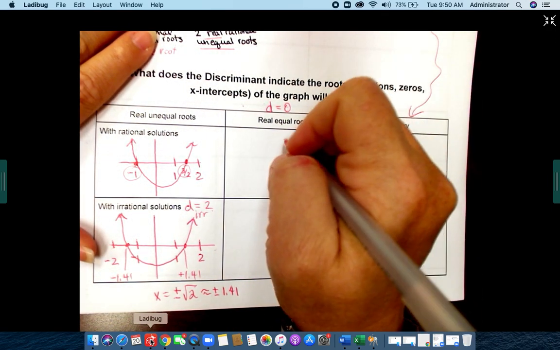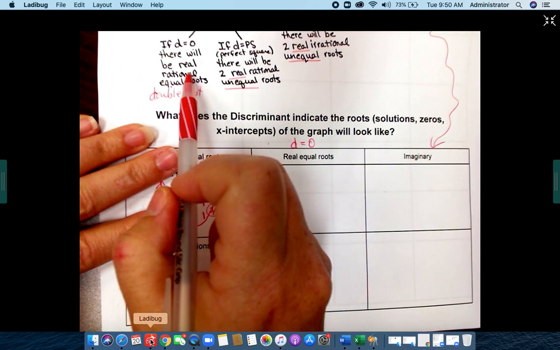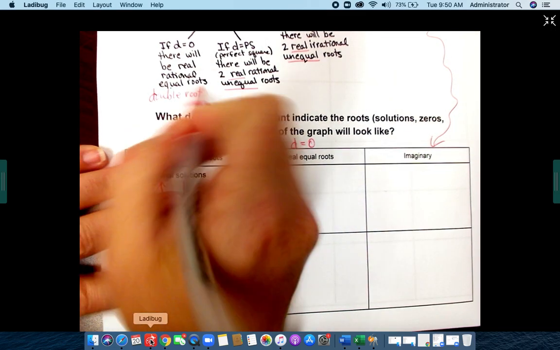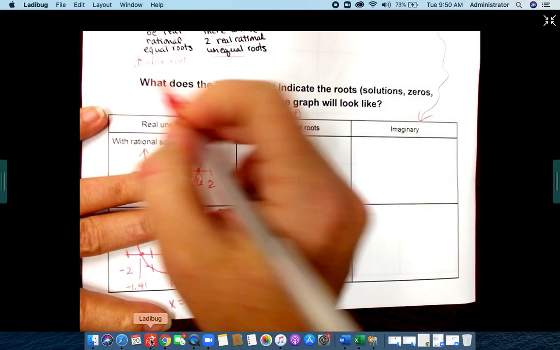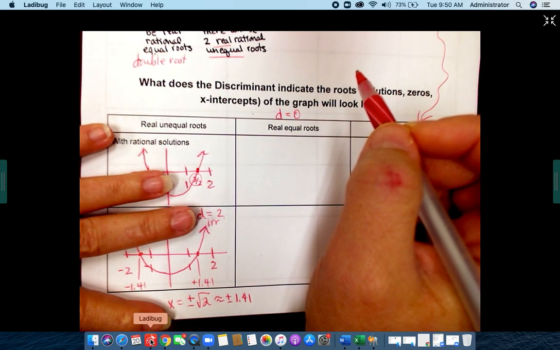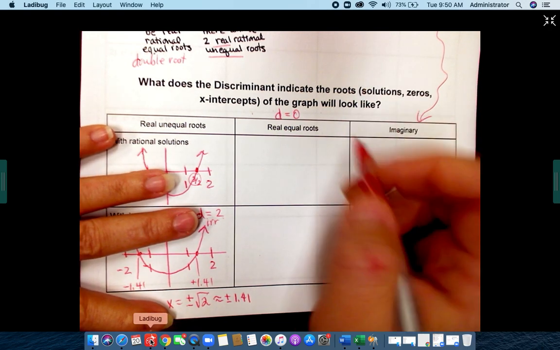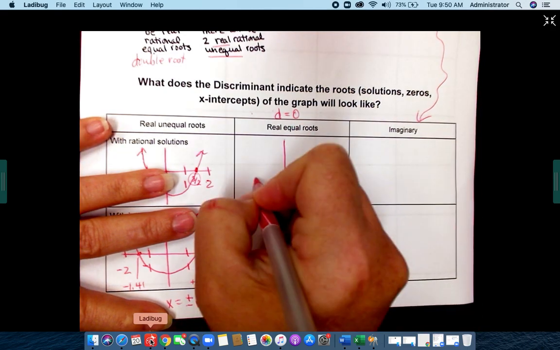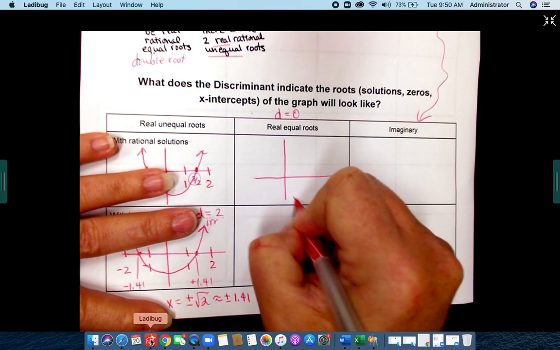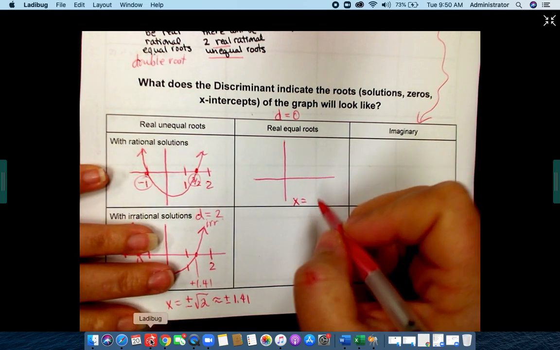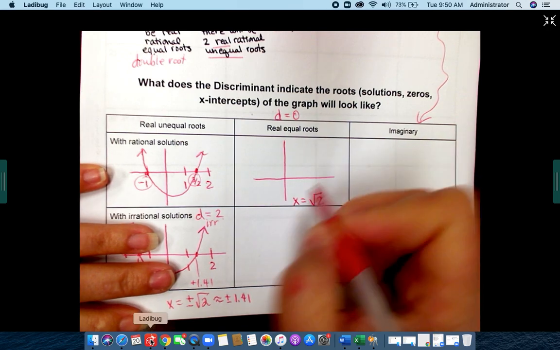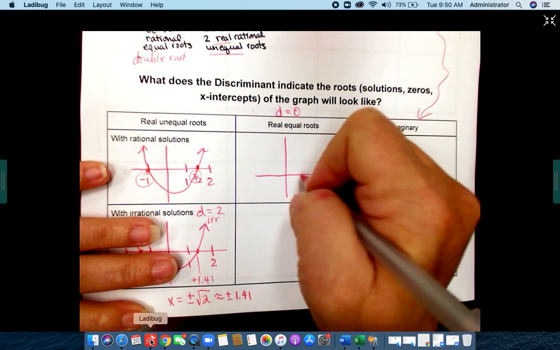So what if I have real equal roots? Well, I could have real equal roots that are integers, or I could have roots that are irrational. It is possible. So I could have, let's say again, that my root is x equals the square root of 2. But I actually get 2 of them.